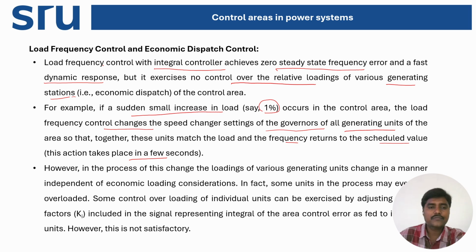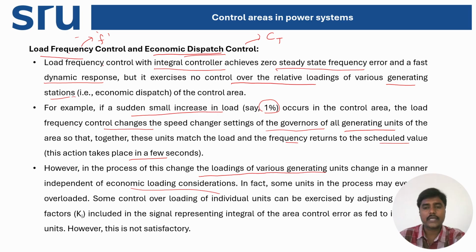However, in the process of this change, the loadings of various generating units change in a manner independent of economic loading considerations. So here two things are there. One is load frequency control, another one is economic dispatch control. The load frequency control will take care of maintaining or controlling the frequency within the specified range, whereas economic dispatch control will take care of minimizing the total cost of generation. So these two things are separate actually.